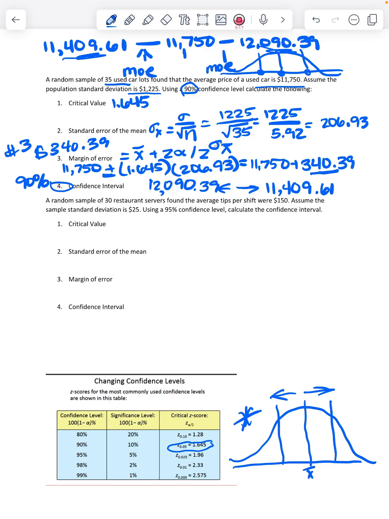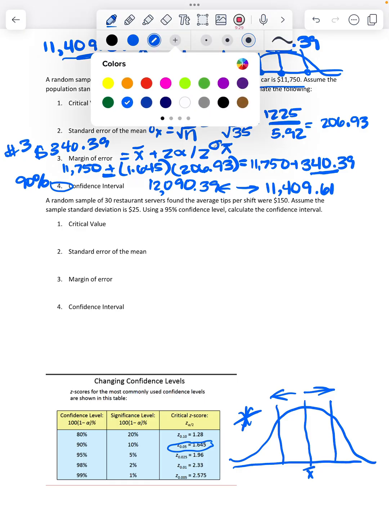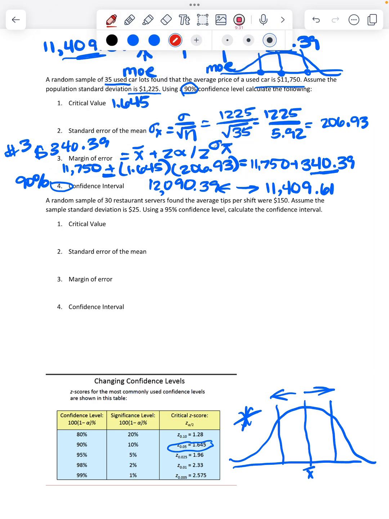So let's work another one. So here, I'm going to do a different color. Let's see. I'll do this in red. Okay, a random sample of 30 restaurant servers found that the average tips per shift was $150. Assume the sample standard deviation is 25. Using a 95% confidence level, calculate the confidence interval.